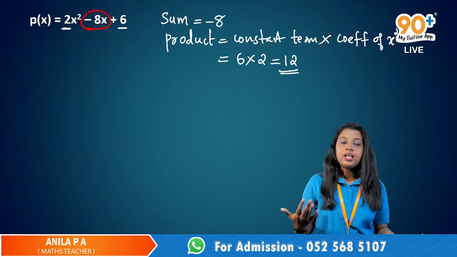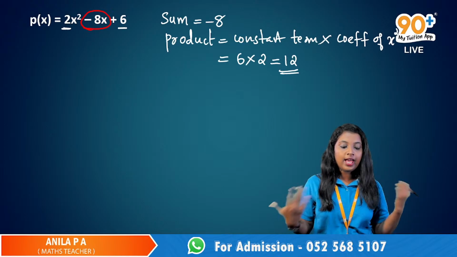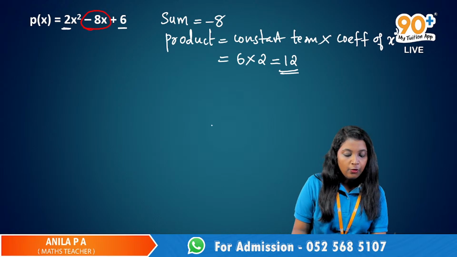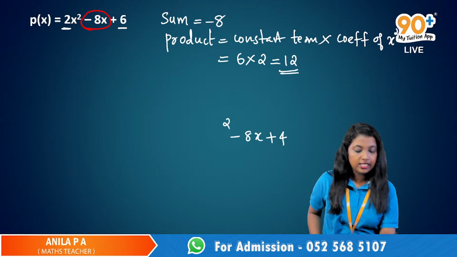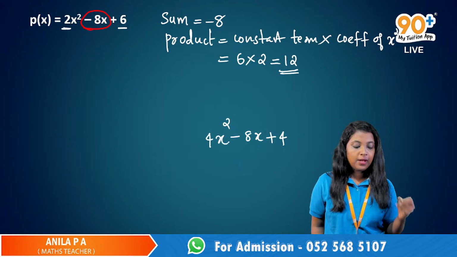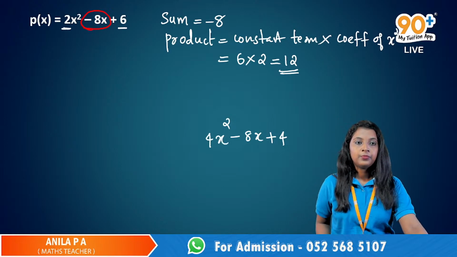Suppose our question was different. I have another question. Say 4x square minus 8x plus 4. This is my question. 4x square minus 8x plus 4.